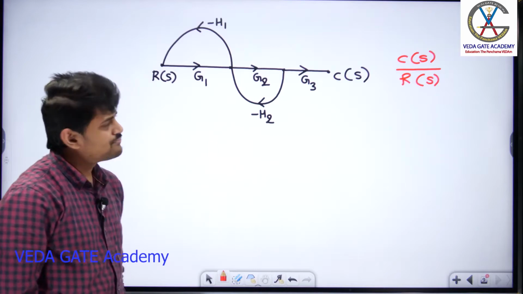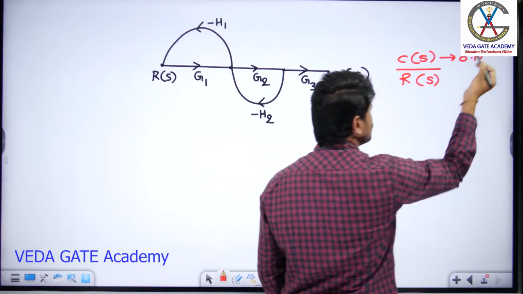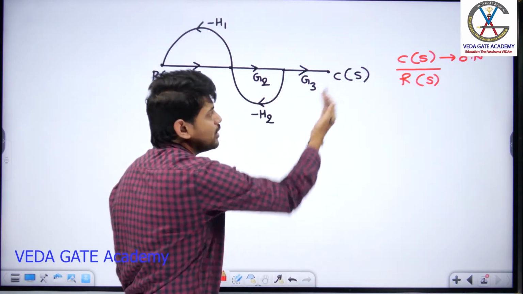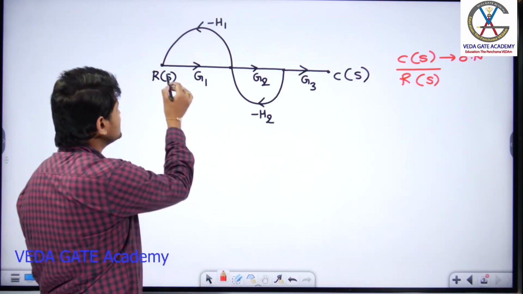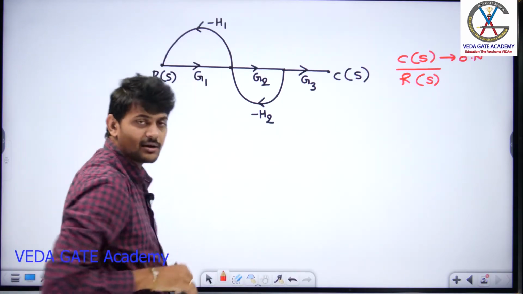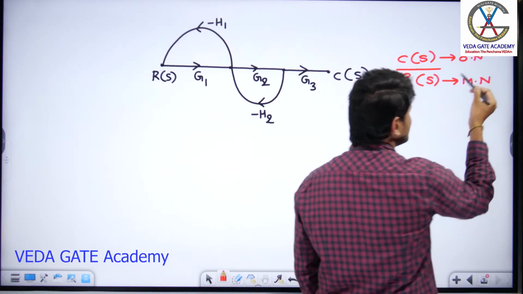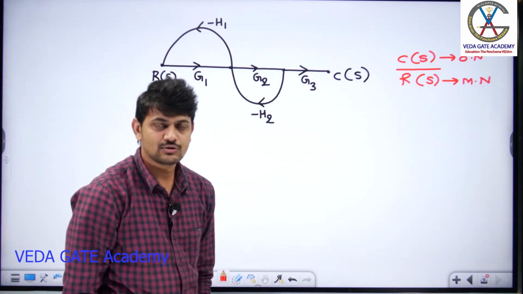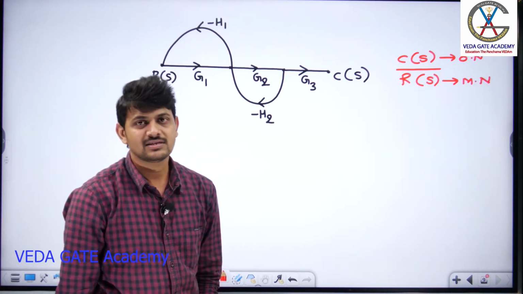Now if you observe here, C of S is an output node. Why am I saying this is an output node? Because it has only incoming branches. What about R of S, guys? R of S has both outgoing as well as incoming branches, so it is a mixed node. I cannot convert this mixed node into an input node as we discussed, so I cannot directly apply Mason's gain formula.